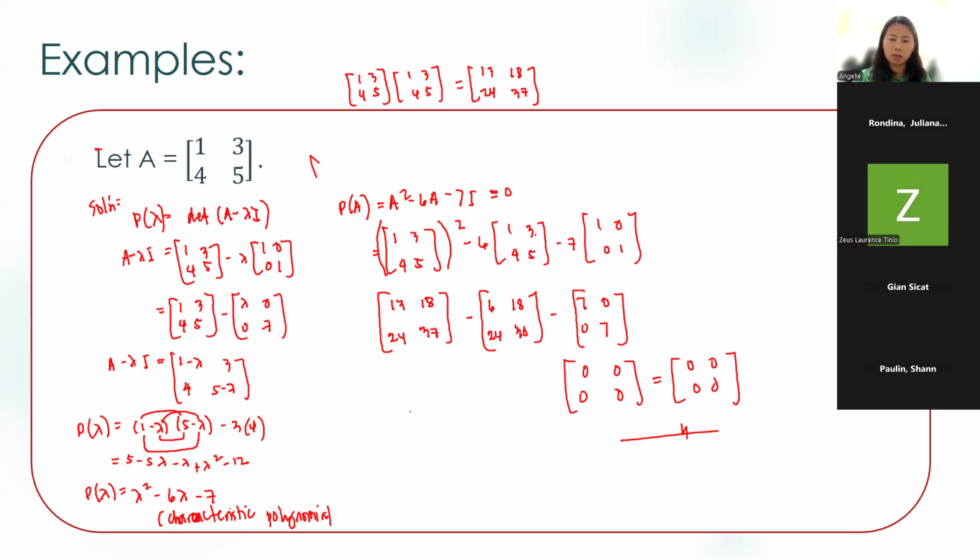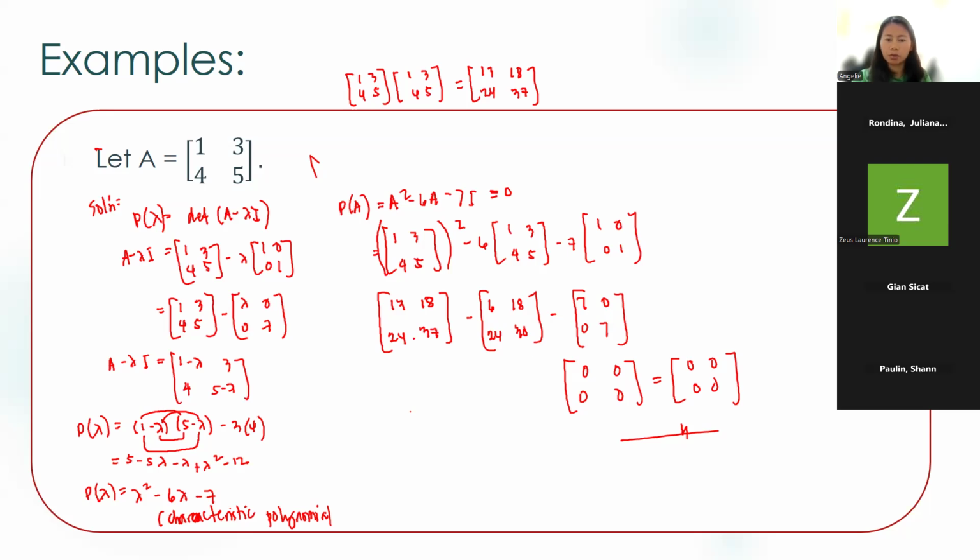Minus 6. We distribute 6. This 6 is a scalar, so we distribute 6 to this matrix. So we have 6, 18, 24, and 30. Minus 7. 7 again is a scalar multiplied to the identity matrix. We have 7, 0, 0, 7.